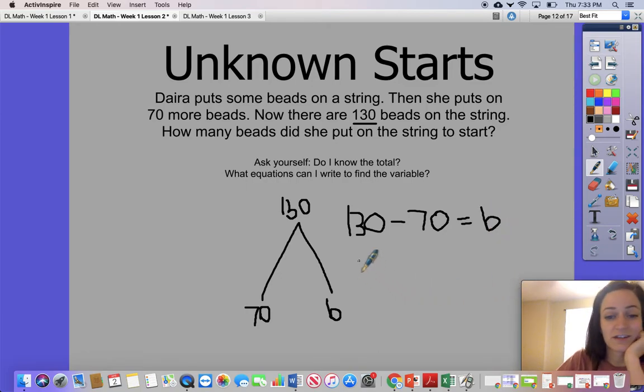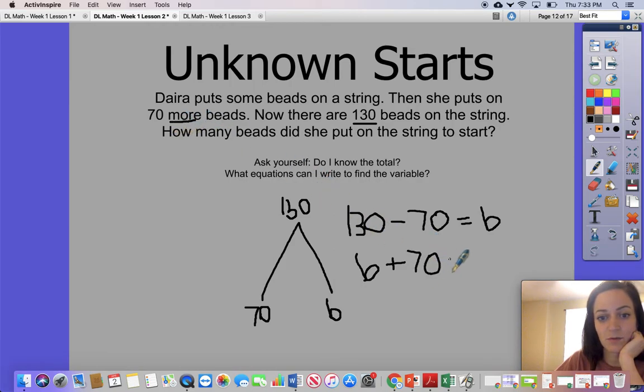Or another way I could write the problem is she started with some beads. She added 70 more, right? And she ended up with 130 in all, okay? So something plus 70 will give her 130. And I can flip that around. I can put my total first, minus those 70 will give me how many she started. Either way, whatever works best for you, okay?